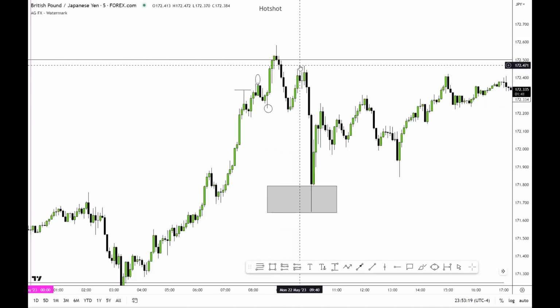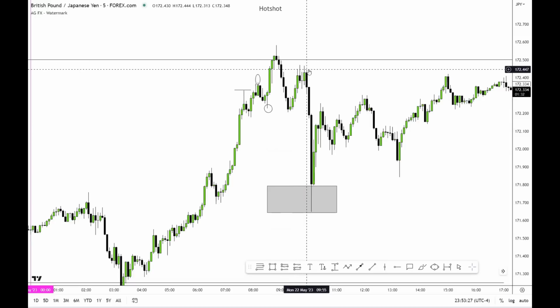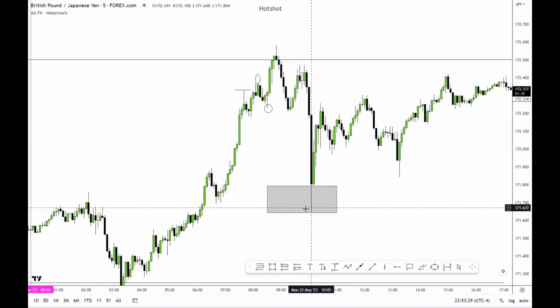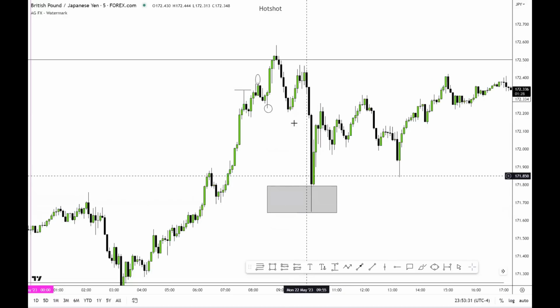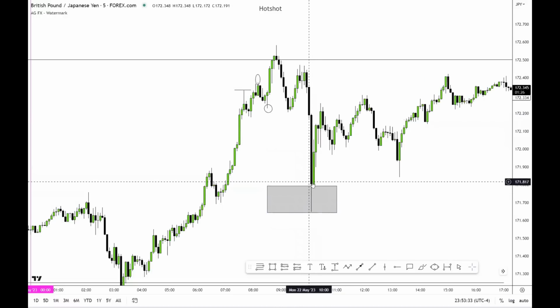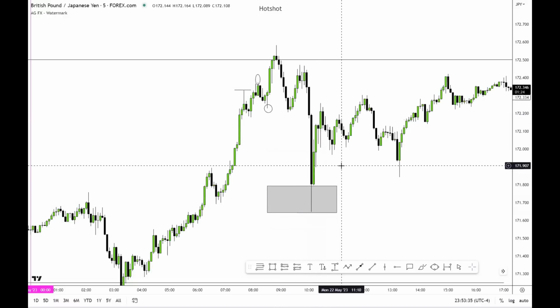Again, right here, this wick is higher than the one to the right and higher than the one to the left, which makes this a swing high. This wick is higher than the one to the left and higher than the one to the right, which makes it a swing high. This wick down here is lower than the one to the left and lower than the one to the right, which makes it a swing low. I hope you get the point.